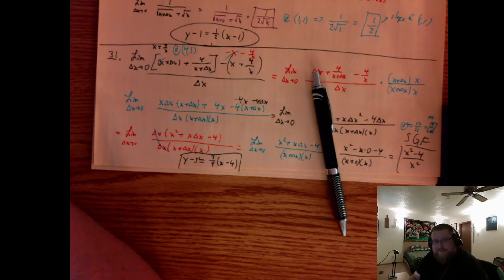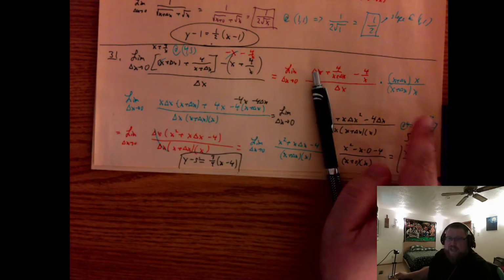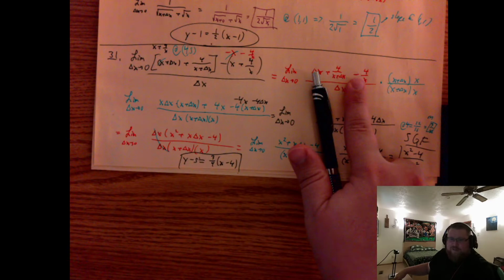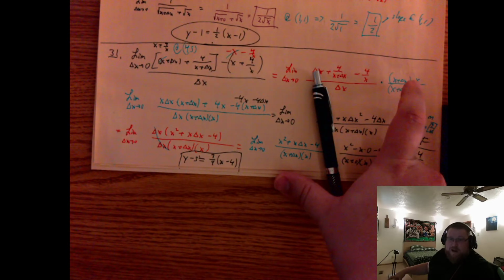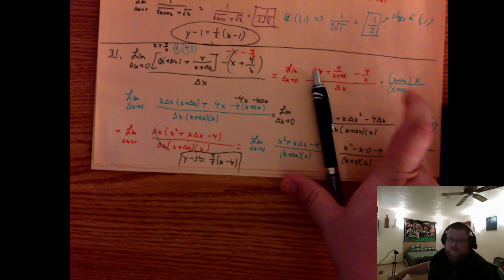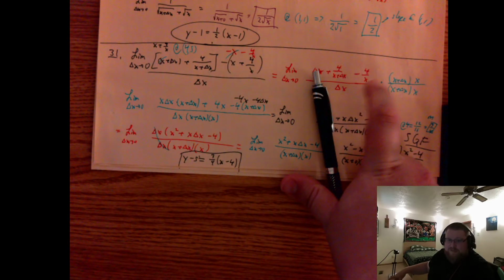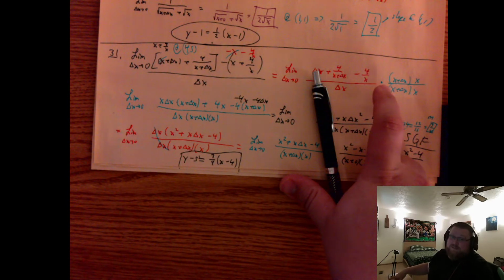Whew. So notice how we had to use a specific algebra trait in order to get rid of those fractions inside of a fraction. That trait is really useful to have, but you have to apply it correctly. Remember, it's the distributive property. You've got to apply the x to all three pieces. You've got to apply the x plus delta x to all three pieces.